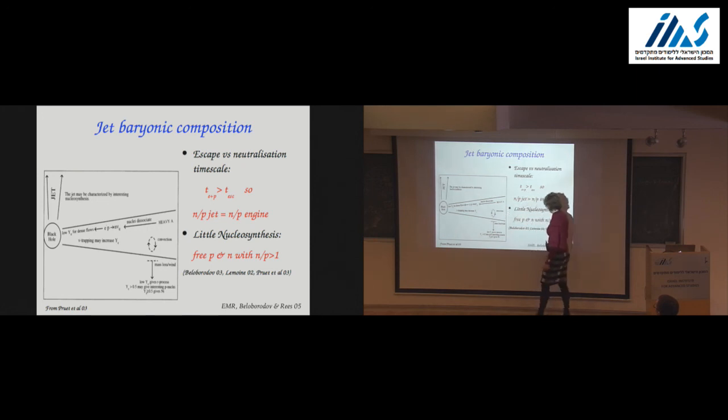This means, as also shown by these authors, that the jets produced, accompanying these accretion flows, should be neutron rich. The ratio of neutrons to protons is larger than 1. And also in the jet, as it expands, there is very little nucleosynthesis. So it's really a neutron-loaded jet, which makes gamma ray burst jets special. And this is the last thing I wanted to say. Thank you.